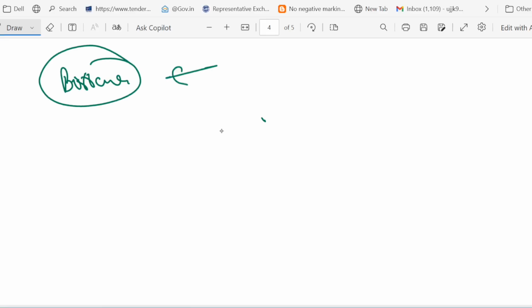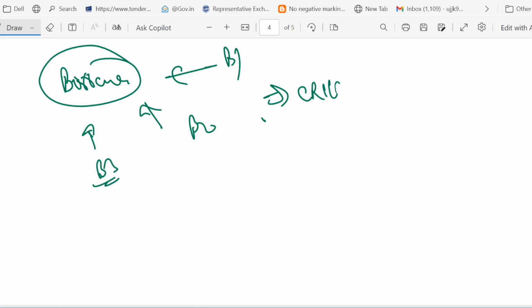Okay. And suppose this is one borrower, right? Suppose this one borrower has taken loans from multiple banks. This is bank number 1, this is bank number 2, this is bank number 3. In that case, what will happen? This CRILC will help RBI, right? And the bank sees the total exposure. Banks always see the total exposure. Just remember it. Let me give you some example.